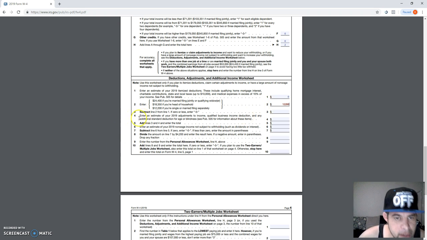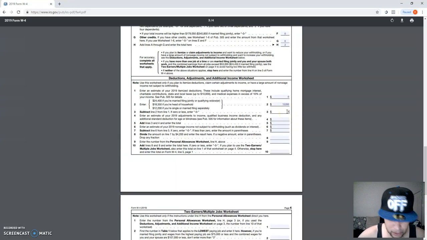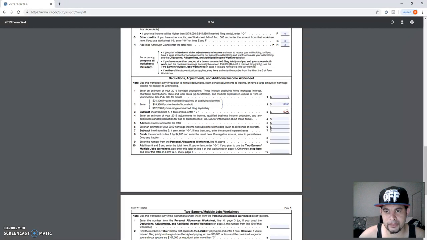All right, number 3 says subtract line 2 from line 1. If 0 or less, enter 0. So obviously you're going to subtract 12,200 from 0, which is just going to give you 12,200.